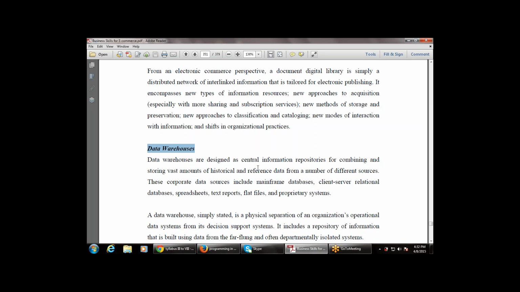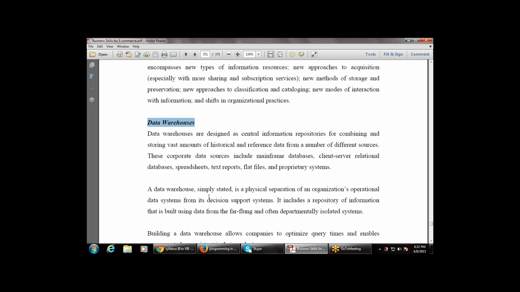These corporate data houses should include mainframe databases, client server relational databases, spreadsheets, text reports, flat files, and proprietary systems. So there are so many databases that are also known as the data warehouse.